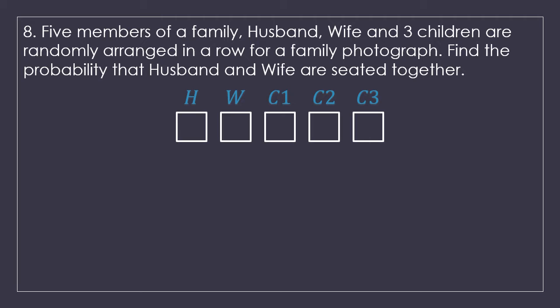So total people are 5 and their places are also 5. So that makes it 5p5. The total outcomes will be 5 factorial, that is 120. I hope you guys know what a factorial is.